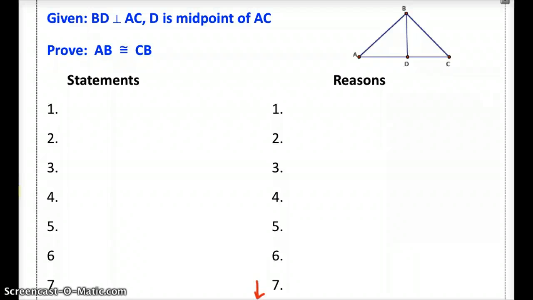I ran out of time there, so I'm continuing on with our last proof. Let's take a look at this one. I'm given BD perpendicular to AC, and D is the midpoint of AC, and then I need to prove segment AB and CB are congruent. So let's go ahead and dig in here by writing our givens in our first step.